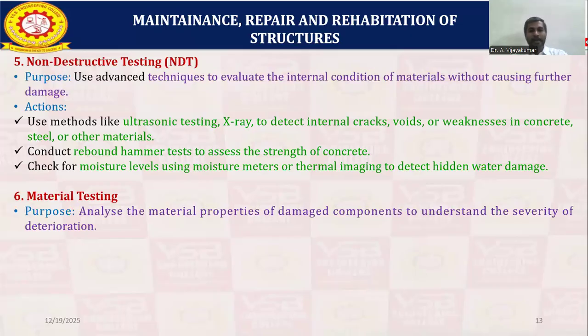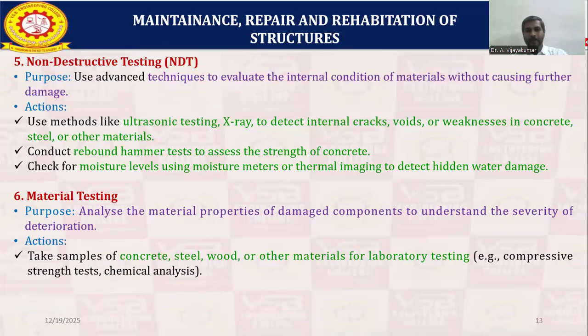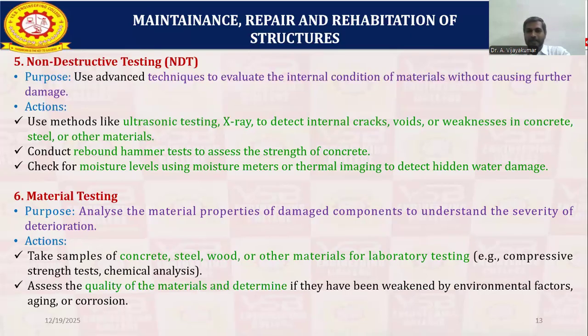So material testing. Analyzing material properties of damaged components to understand the severity of the deterioration. Take samples of the concrete, steel, wood, and other materials for laboratory testing. There we can conduct compressive strength, tensile strength, or chemical analysis tests. Whatever building materials are used, we can take them into the laboratory, or field tests can also conclude the material testing. Assess the quality of the materials and determine if they have been weakened by environmental effects, because of aging, or corrosion damage. Everything we can assess through material testing.